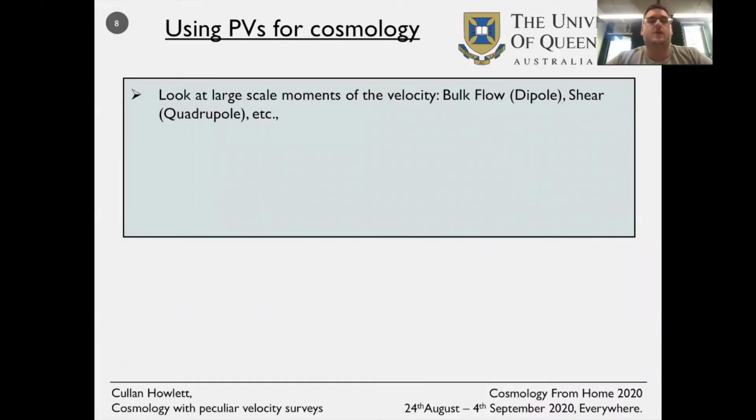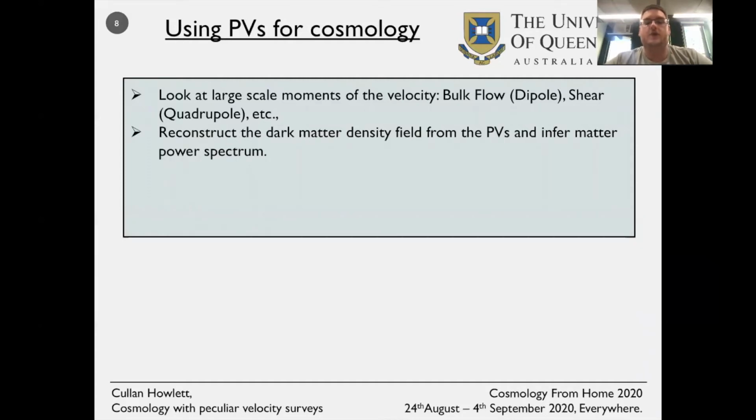So there are ways we can get peculiar velocities directly. So how do we use them? Okay, so there's a bunch of different methods. The first one is we can just do the simplest thing and look at the large scale moments of the velocity. So we can look at the dipole, which is also called the bulk flow. We can look at the shear, which is also called the quadrupole. And in fact, we can look at any number of moments that we wish, but the most common ones are the bulk flow and shear.